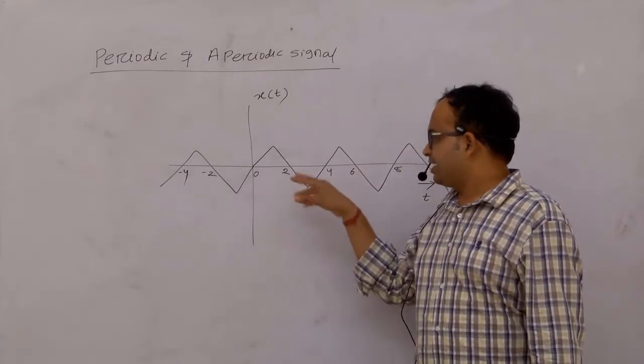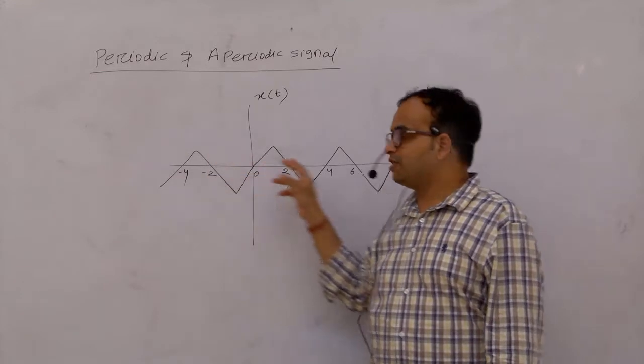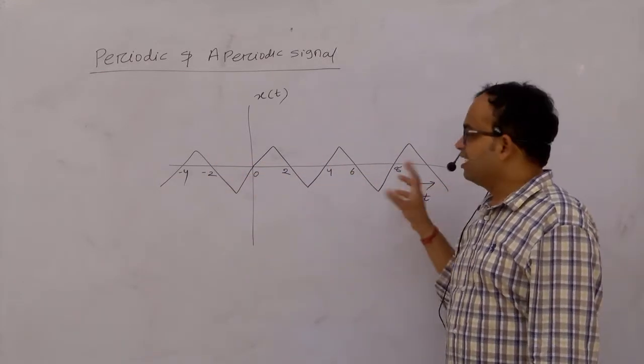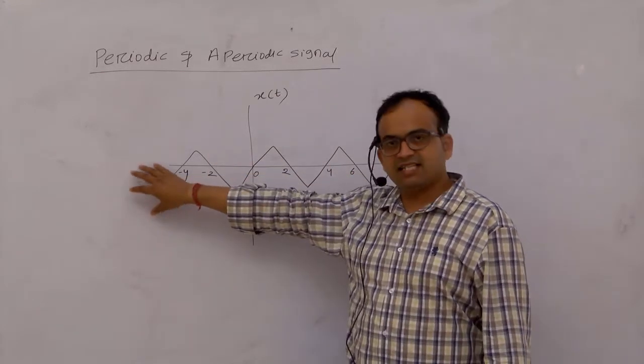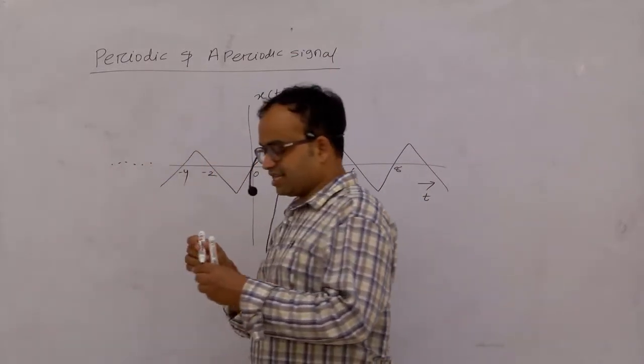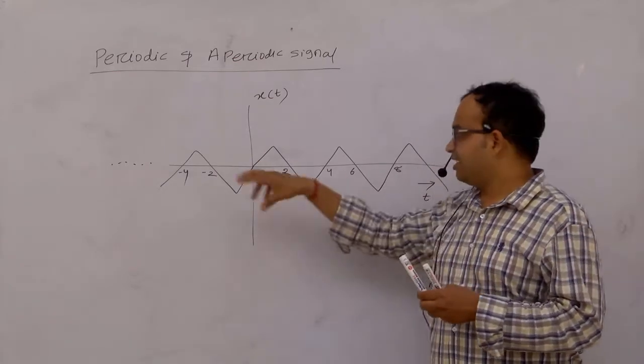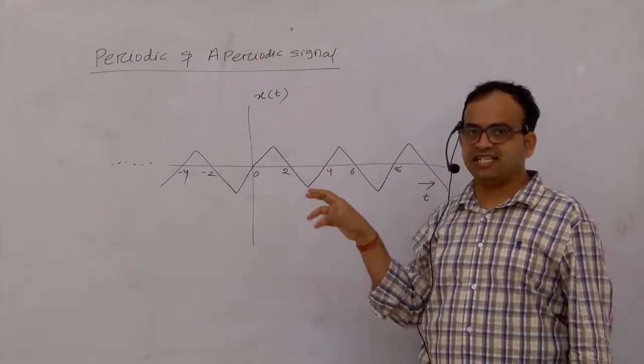This is a triangular signal, and the signal is starting from minus infinity and it is continuing up to infinity. Again I am telling, the signal does not stop here. We can give the dot mark here. So the signal is starting from minus infinity and going to infinity with a regular shape. The shape will not change at any instant of time, right?